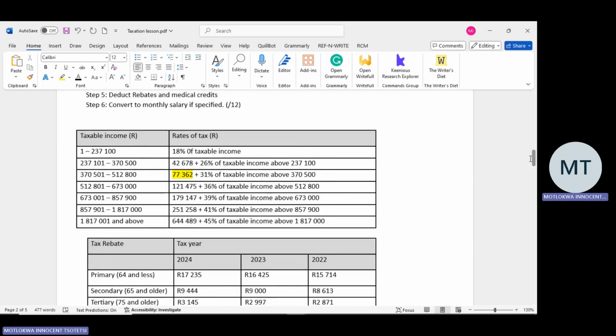You can do this up until the last bracket. So if you want, for example, the answer for tax bracket number 4, which is 121,475, you are going to use the amount we have found, the 77,362, in order to find the amount on tax bracket number 4. So that's how we calculate the taxation, guys.